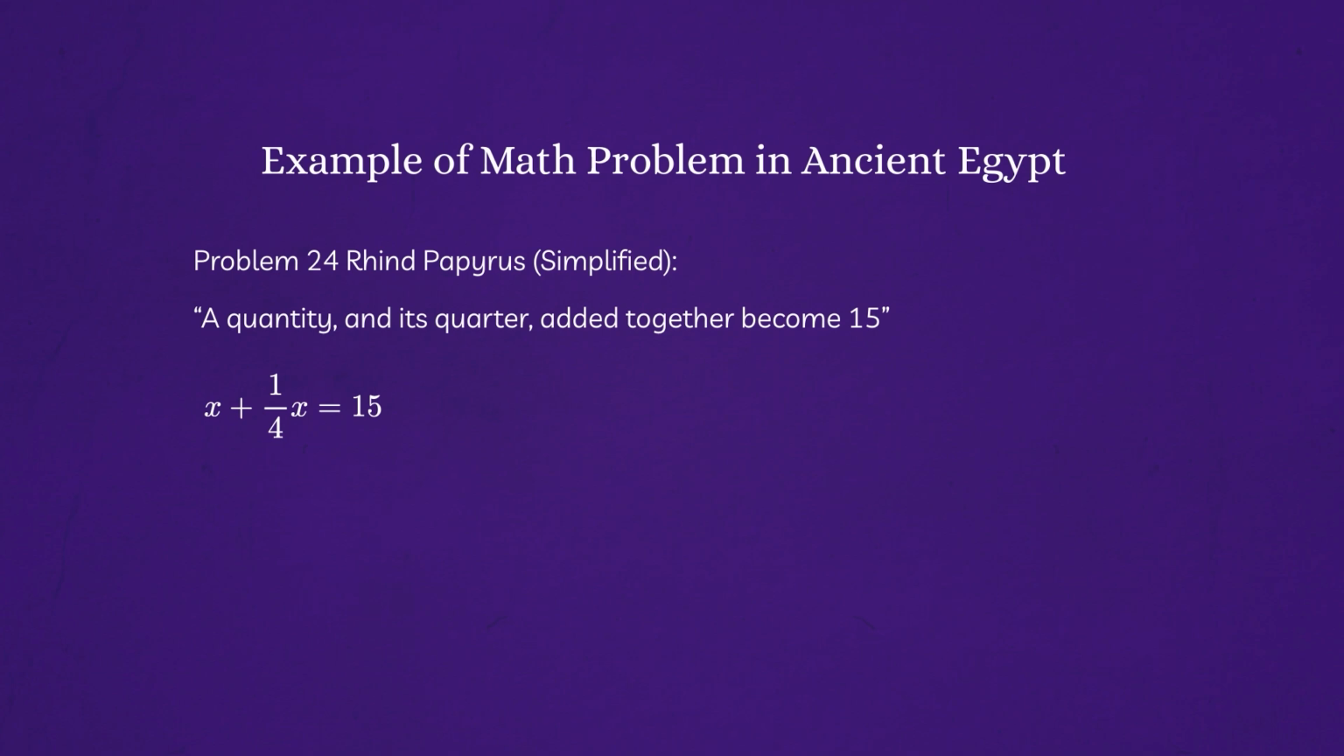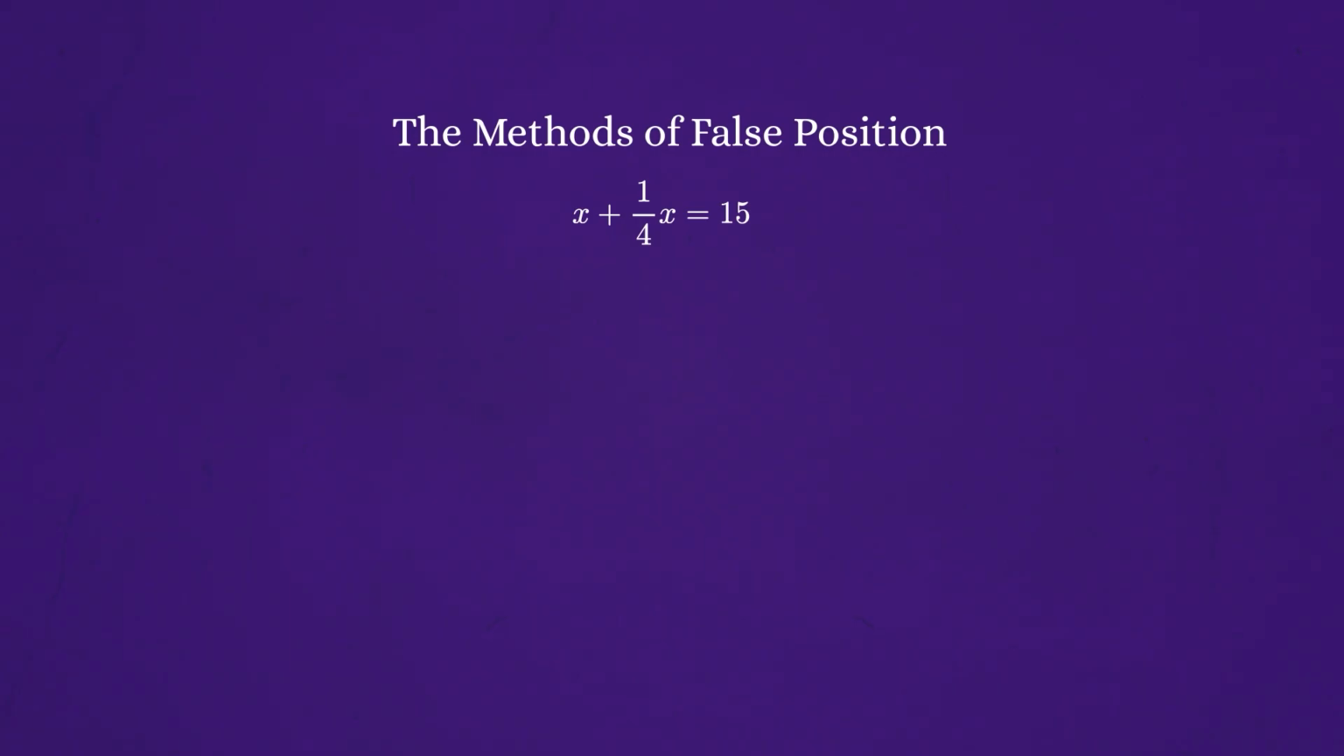Simple enough, right? But the Egyptian scribe had no x. They called this unknown quantity aha, or a heap. So how did they do it? They used a wonderfully clever and intuitive method, which we now call the method of false position. The idea is simple. Instead of struggling to find the right answer, let's start by making a wrong guess, but an easy one. What's a really easy number to calculate a quarter of? Well, how about 4? Okay, so let's guess that aha is 4.